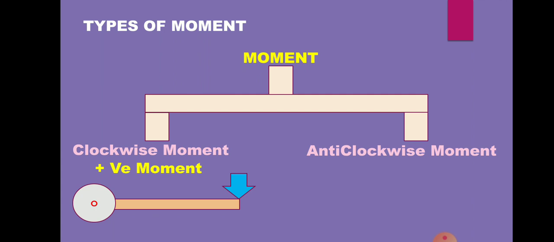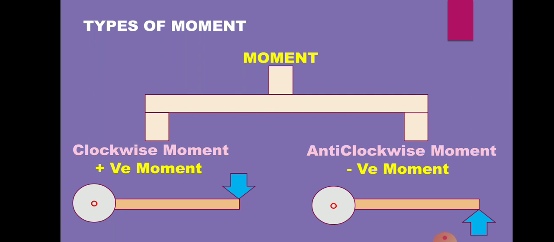Let's see it graphically. A pivot is placed on which a beam is placed and the force is applied anti-clockwise. Such a moment is known as anti-clockwise moment and it is denoted as negative moment. Okay, let's take some examples of clockwise and anti-clockwise moment. Find out the moment at point O shown in the figure.